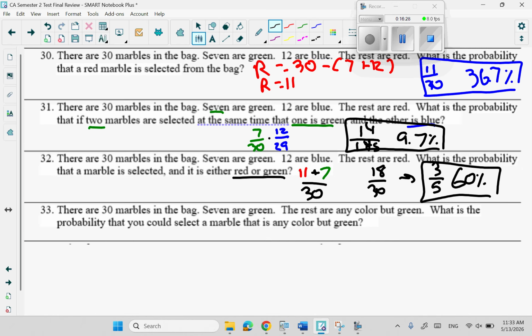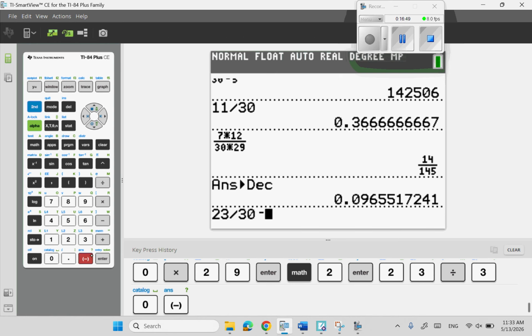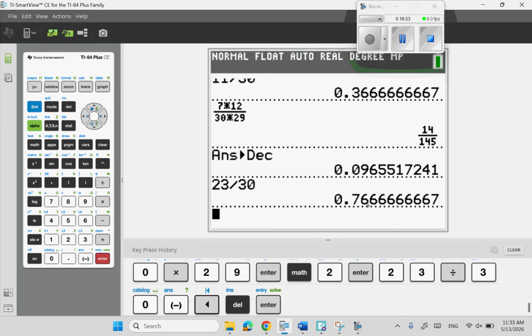There are 30 marbles in the bag, same bag. What's the probability that I select any color but green? Well, I have 7 green ones. So any color but green, I can just subtract from 30. So I get 23 out of 30 aren't green, which gives me 76.7%.